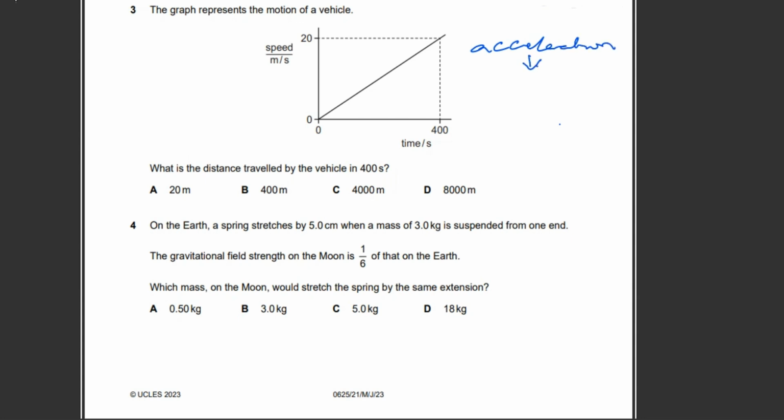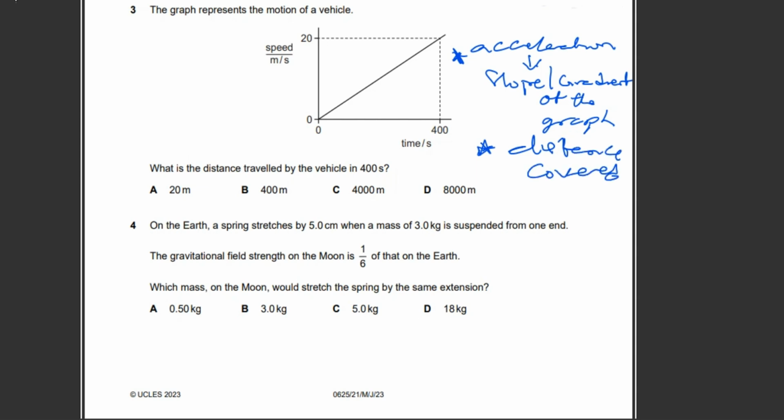And how do we get acceleration from this graph? The slope of the graph. You call it slope or gradient of the graph. The second thing we can calculate here is the distance covered. And to do that, for a speed time graph, to get the distance covered, we are going to consider the area under the graph, the shape of the area under the graph. So looking at this line, this is the area, this is the distance covered. What shape is this? This is a triangle.